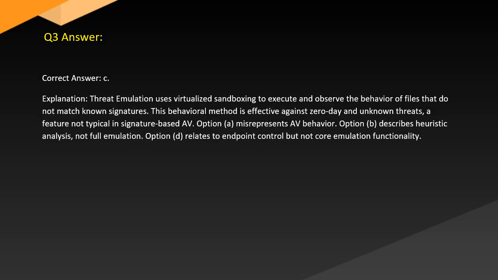Answer. Correct answer: C. Explanation. Threat emulation uses virtualized sandboxing to execute and observe the behavior of files that do not match known signatures. This behavioral method is effective against zero-day and unknown threats, a feature not typical in signature-based AV. Option A misrepresents AV behavior. Option B describes heuristic analysis, not full emulation. Option D relates to endpoint control but not core emulation functionality.